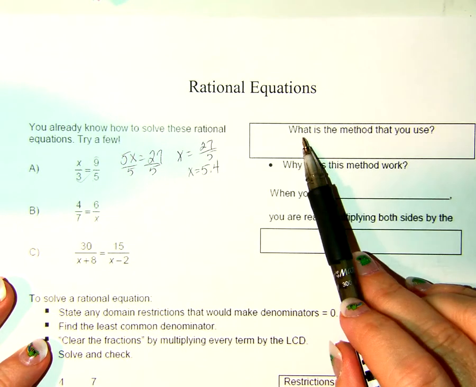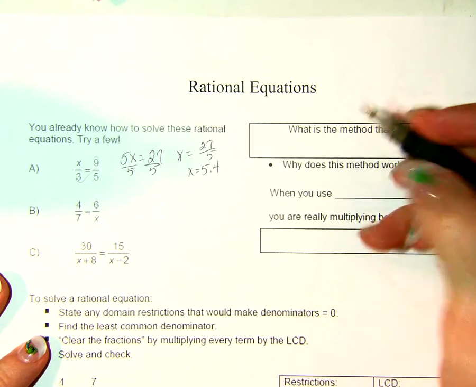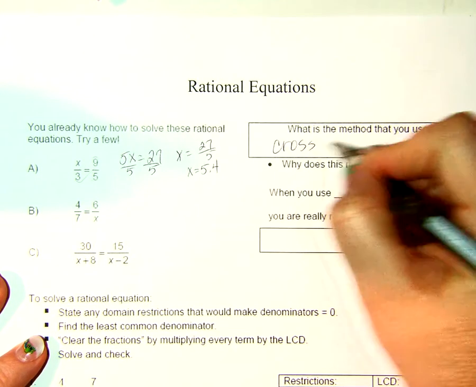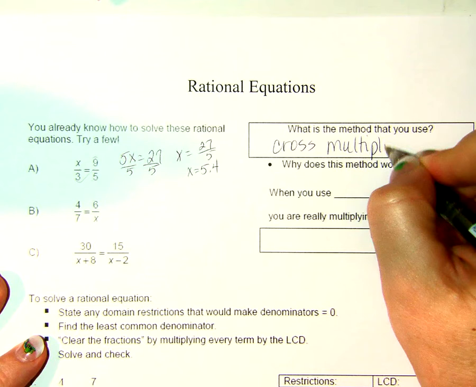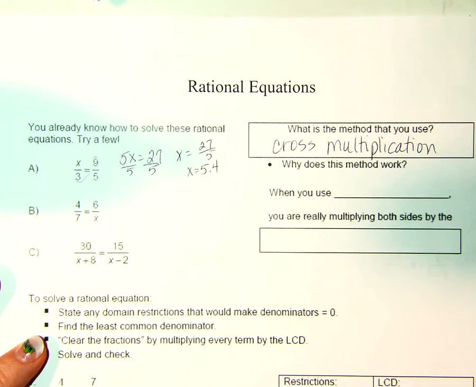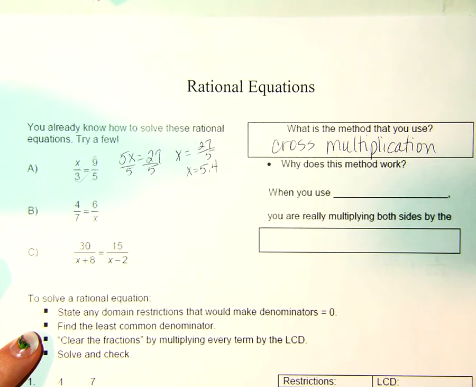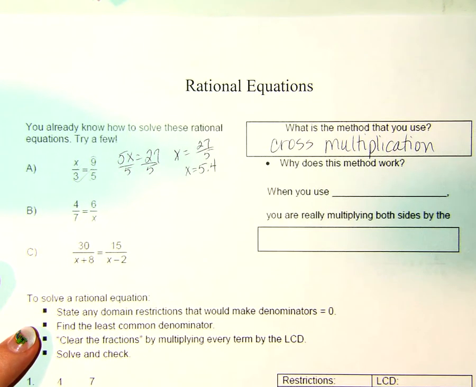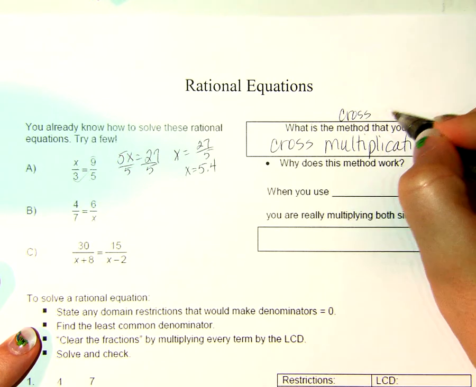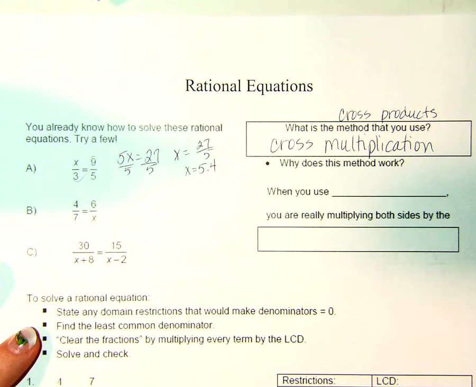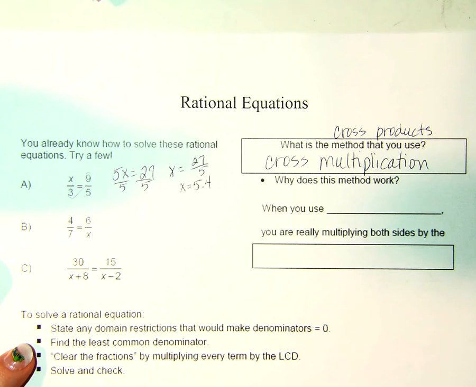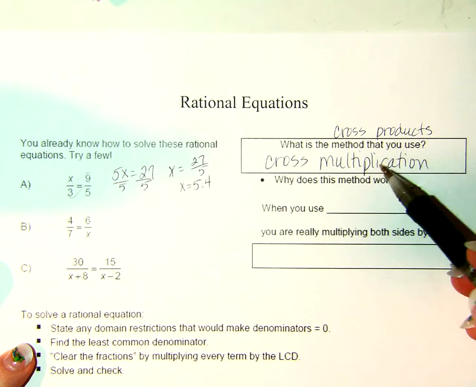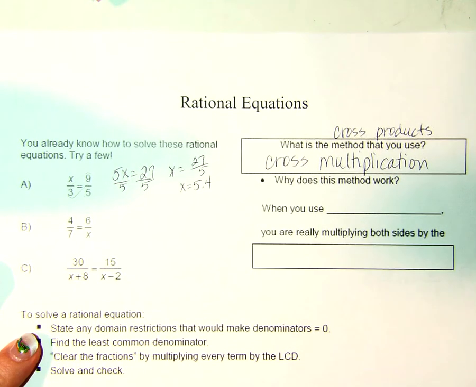Okay. So let's fill this in real quick. What is the method that we use? Cross multiplication. Now, what you need to understand is that this actually has another name, not a different name, but another name. Cross products. Is that the same or is that different? It's the same, isn't it? Multiplication and products is the same. It's a shorter word, less ink or lead that you have to write, right?